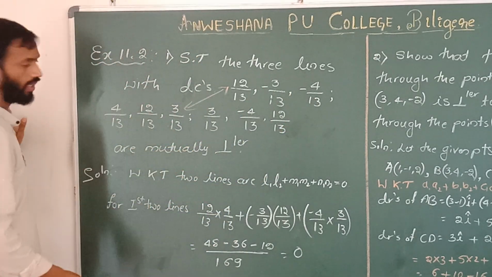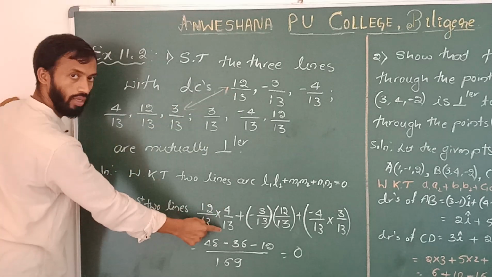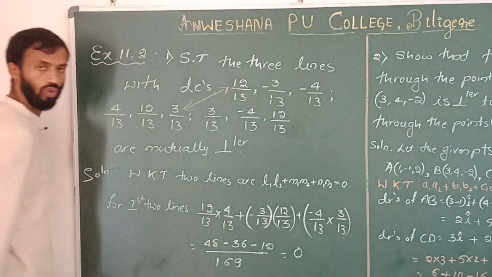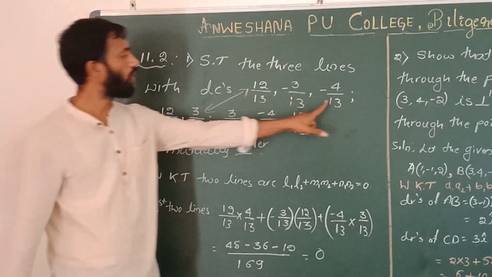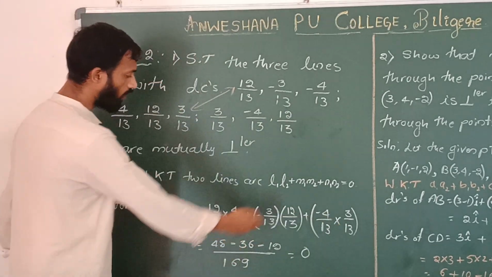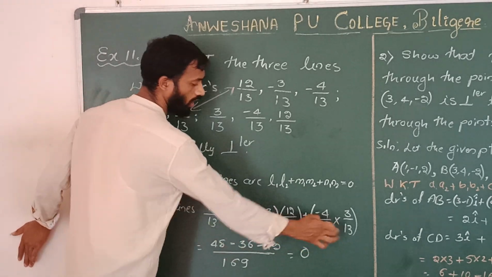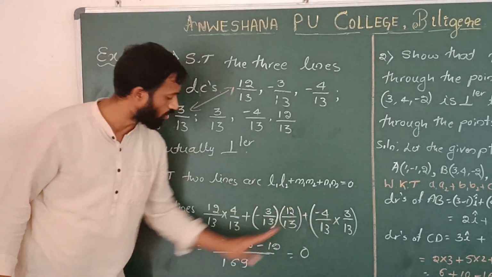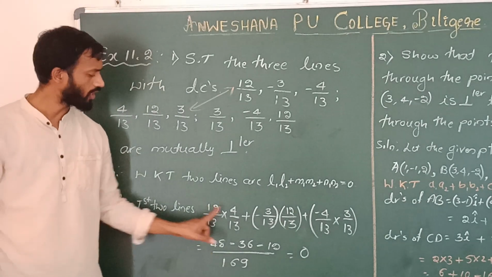Now apply the formula. L1 into L2 means 12 by 13 into 4 by 13, plus M1 into M2 means minus 3 by 13 into 12 by 13, plus N1 into N2 means minus 4 by 13 into 3 by 13. So when I do this, 13 into 13 is nothing but 169, whereas the LCM of these three terms is 169. Okay, now just simplify this one.